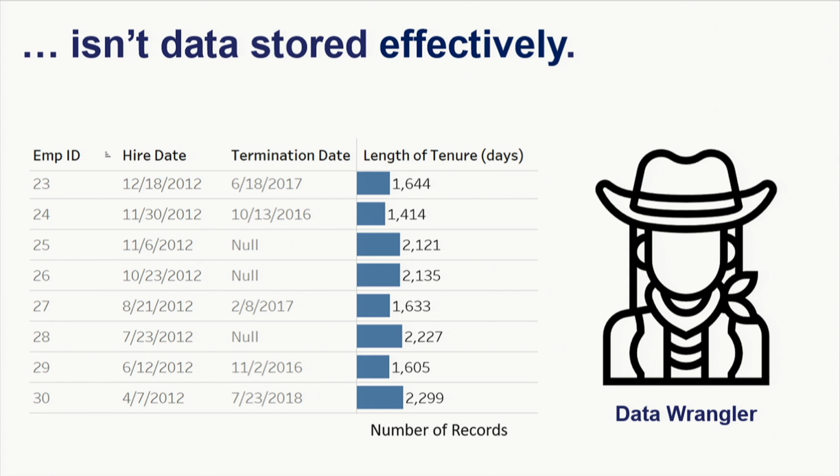So what we need the data to look like is generally similar in structure: employee ID, hire date, and termination date. But if you remember from what we saw earlier, each employee had just one record associated with them. Now you can see with employee 23, they have over 1,500 records. And that's because that employee worked at the company for that many days, right?